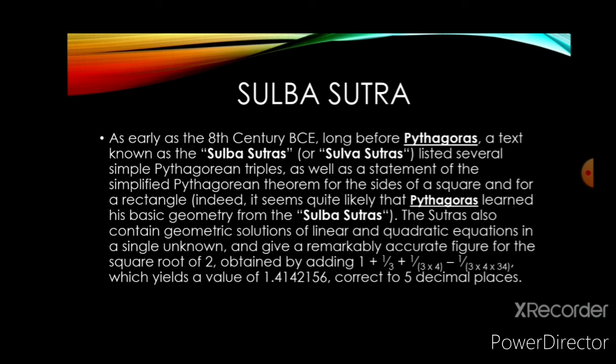The sutras also contain geometric solutions of linear and quadratic equations in a single unknown and give a remarkably accurate figure for the square root of 2, obtained by 1 plus 1/3 plus 1/(3×4) minus 1/(3×4×34) and so on, which yields a value of 1.414216, correct to 5 decimal places.